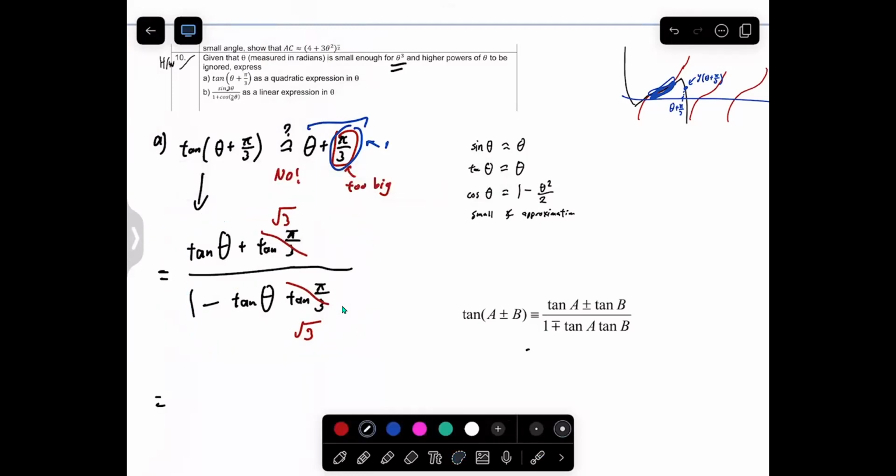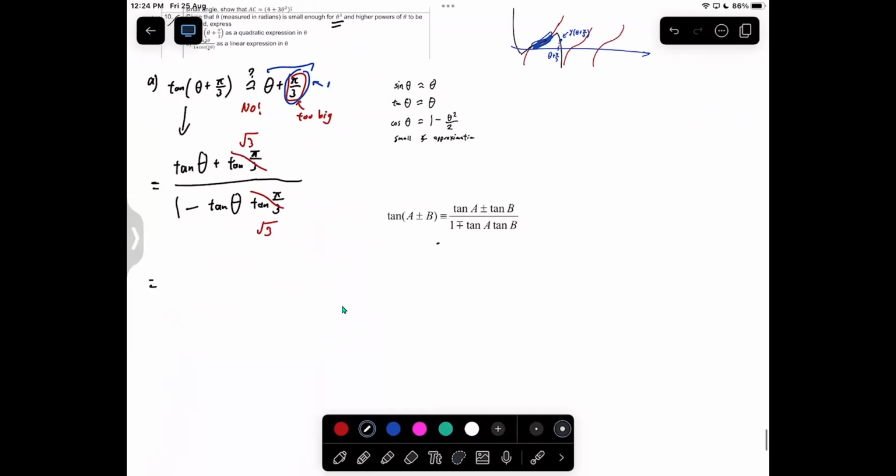Then what do you do next? What you do next is you try to simplify. Tangent theta, we know it can be approximated as theta, right? That means you just get approximately theta plus root 3 over 1 minus root 3 theta. That's your answer. That's it.